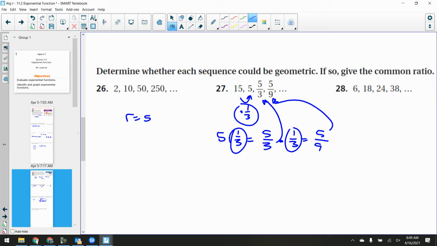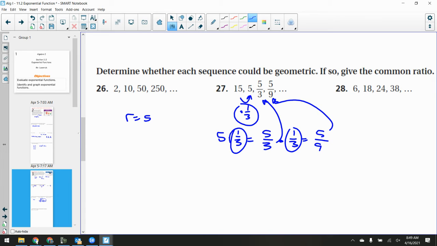I don't know about the last one. Rosalie, what did you say for 28? Is that geometric? Well, how do I go from 6 to 18? What would be the multiple going from 6 to 18? 3. Is 18 times 3 24? No. It would be way bigger than that, right? It'd be 54. So this is not geometric.